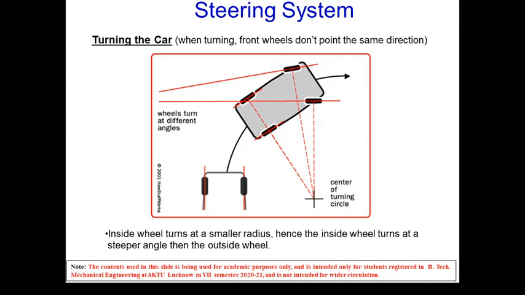The inside wheel turns at a smaller radius, hence the inside wheel turns at a steeper angle than the outside wheel, as we can see from this image. This is the front side of the car, this is the rear side of the car. So while taking a turn, the inner wheel has to turn at a smaller radius and a steeper angle.